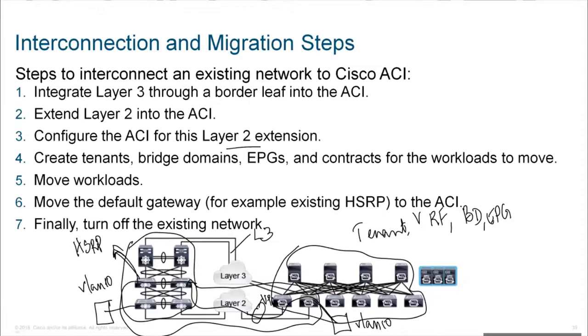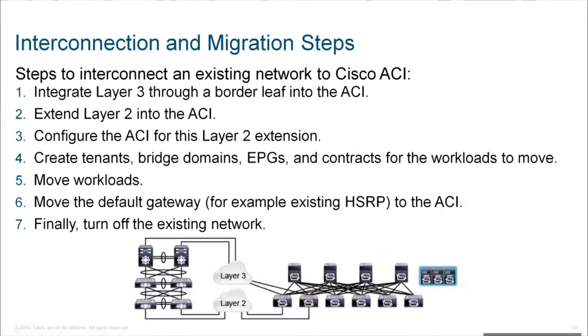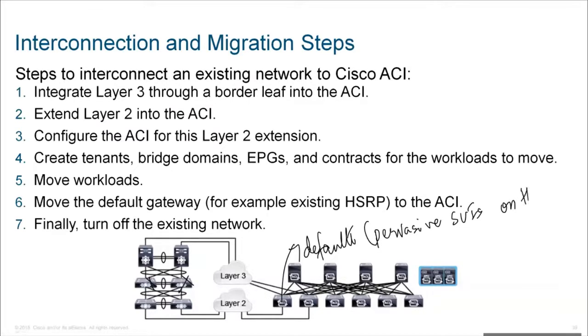But then once you migrate most of them to ACI, then you turn off the HSRP here, and then you enable your default gateway, which is your pervasive SVIs that get created onto the leaf.